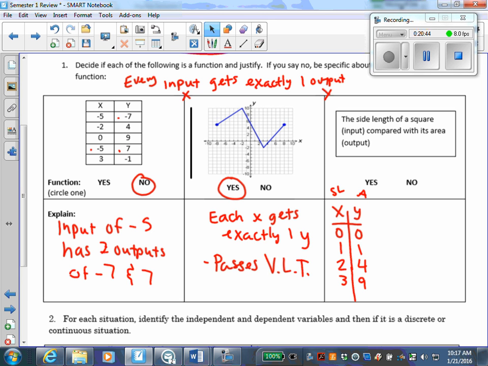So if I was to repeat an x value, let's consider 1 again. Is it possible to have a different y value than what I had up above? It's really not. If it has a side length of 1, its area is always going to be 1. So there's no way for x to repeat with a different y, which means, yes, it's a function. So each x gets exactly one y.